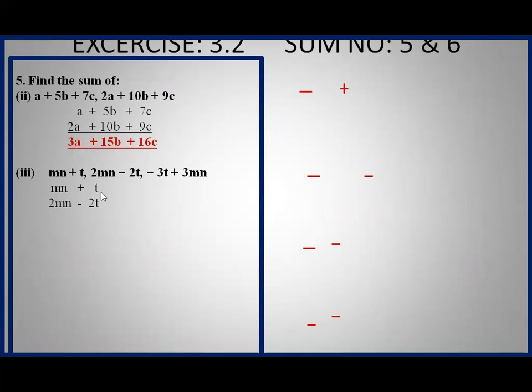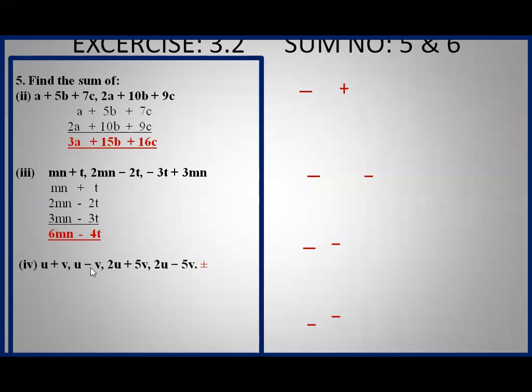Now again you have mn plus t, 2mn minus t, 3mn minus 3t. So you have to arrange it according to their like terms. 1 plus 2 plus 3 is 6mn. For t, 1 minus 2 is minus 1, and minus 1 minus 3 is minus 4t.